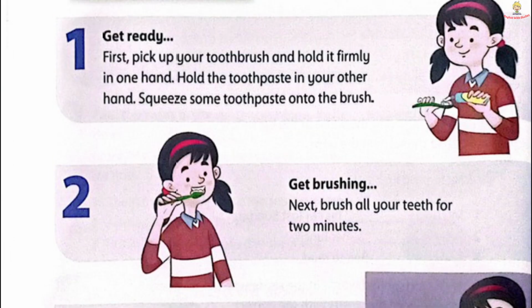Get ready. First, pick up your toothbrush and hold it firmly in one hand. Hold the toothpaste in your other hand. Squeeze some toothpaste onto the brush. So firstly you have to take the toothbrush in one hand and then hold the toothpaste in the other hand and then squeeze toothpaste on your brush. Second step is get brushing. Next, brush all your teeth for 2 minutes. So then you have to brush your teeth for 2 minutes.